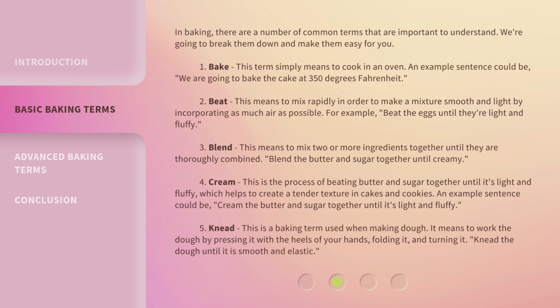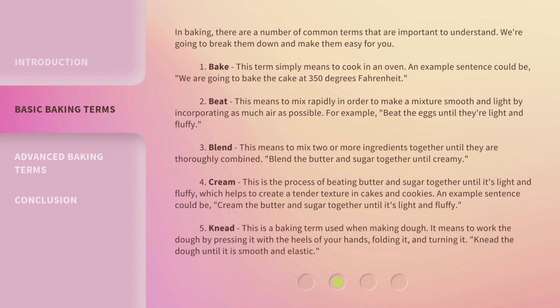2. Beat. This means to mix rapidly in order to make a mixture smooth and light by incorporating as much air as possible. For example, beat the eggs until they're light and fluffy. 3. Blend. This means to mix two or more ingredients together until they are thoroughly combined. Blend the butter and sugar together until creamy.